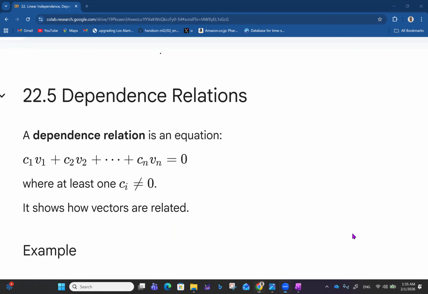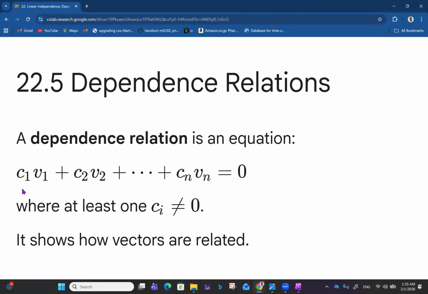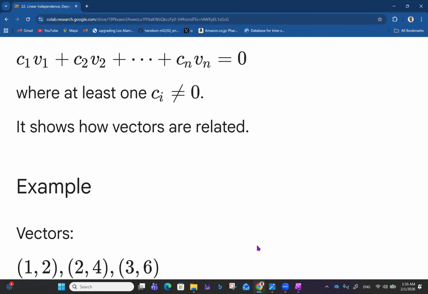So we go on to talk about dependence relations. A dependence relation is an equation c1v1 plus c2v2 plus all that up to plus cnvn equals 0, where at least one ci is not 0. If you have any ci to be non-zero here, that's what you call a dependence relation. It shows how vectors are related to themselves.